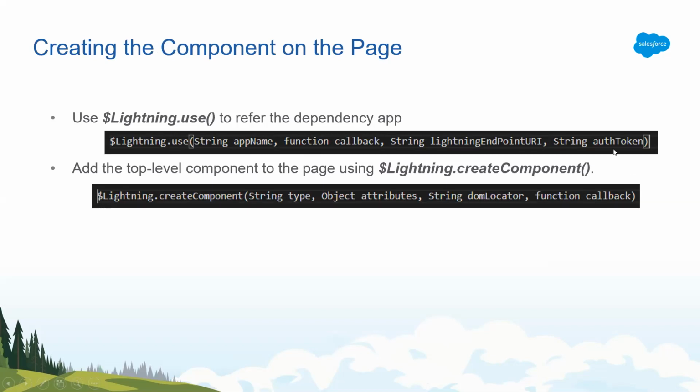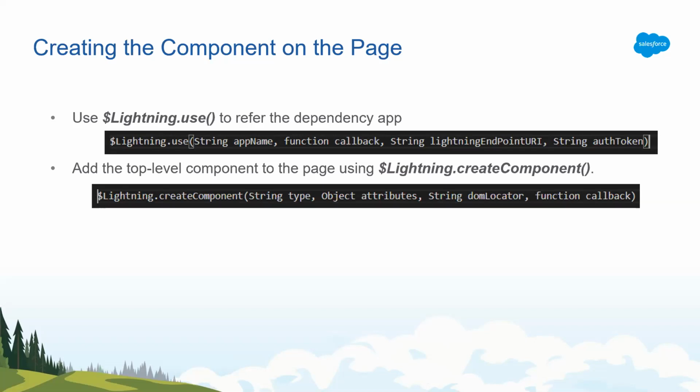Now the third and fourth parameters are the Lightning endpoint URL and the authentication token, or the session ID. This is required if you are calling your Lightning component from an external website or from a Heroku app or from a mobile app. If you're going to use your Lightning component externally, these two parameters are required. In our example, it's not required because we are going to call this component within Salesforce, so we don't have to pass any parameters. But just for the purpose of explaining the syntax, I have put it across there.